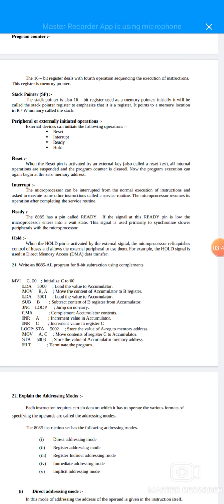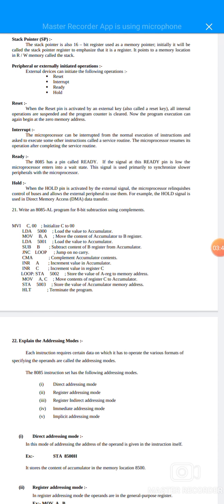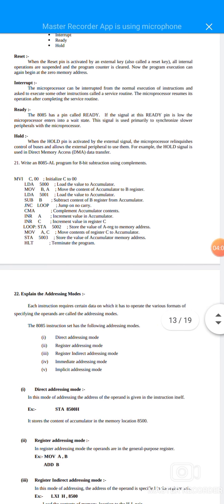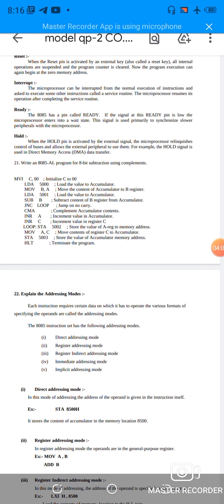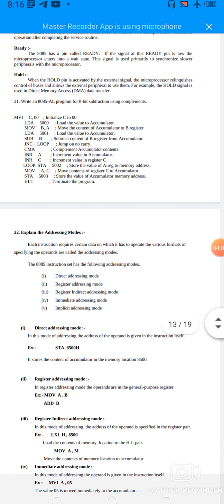21st question. Write an 8085 assembly language program for 8-bit subtraction using complement. MVI C,00: initialize C to 00. LDA 5000: load the value to the accumulator. MOV B,A: move the content of the accumulator to the B register. LDA 5001: load the value to the accumulator. SUB B: subtract the content of the B register from the accumulator. JNC loop: jump on no carry.